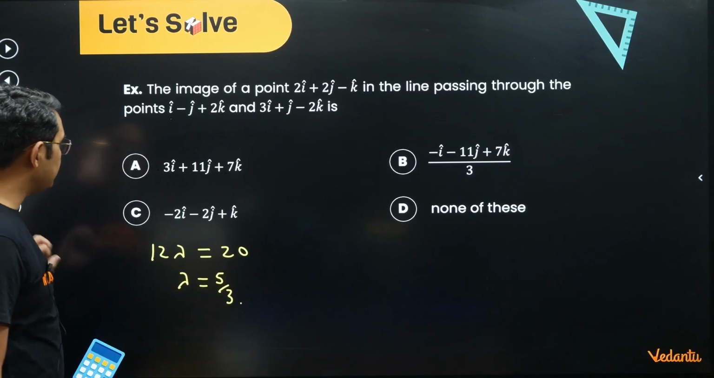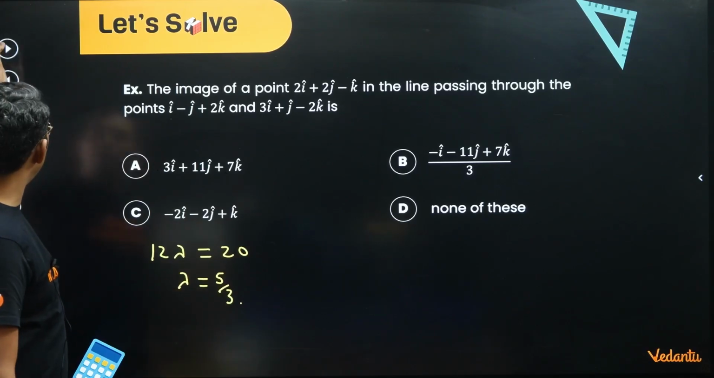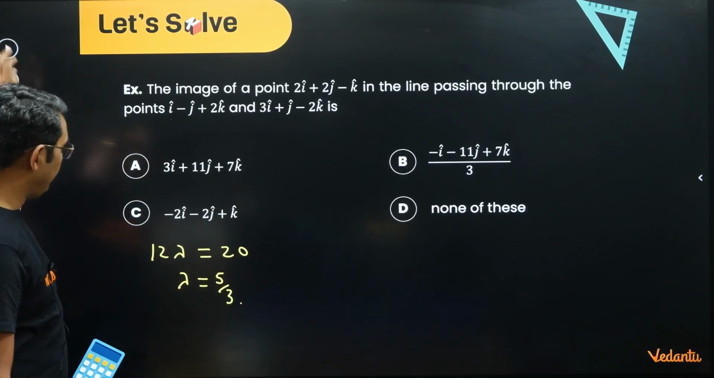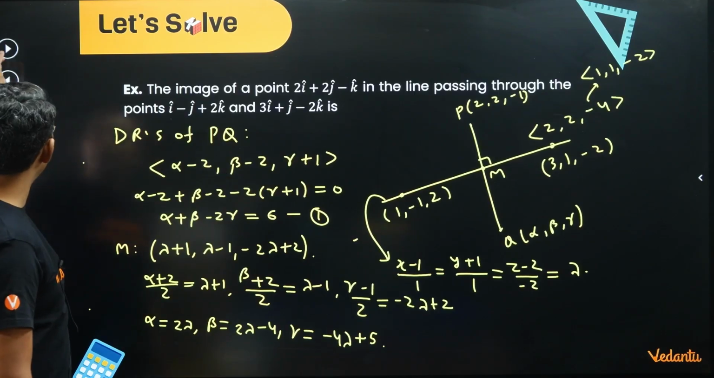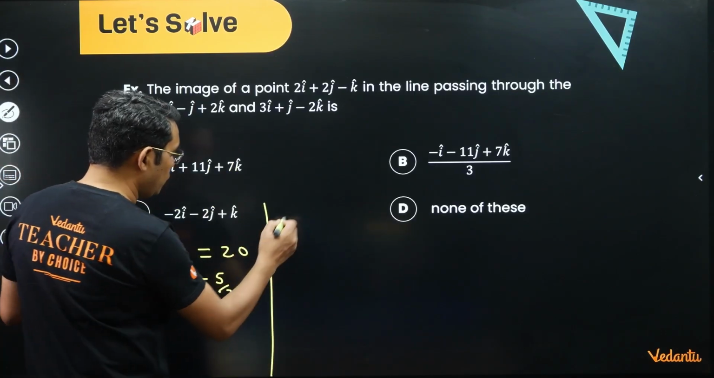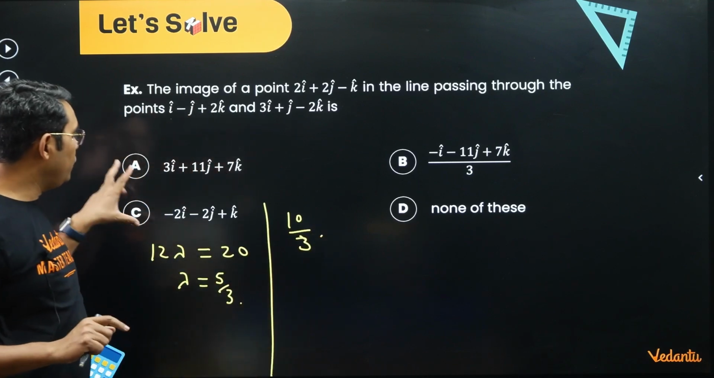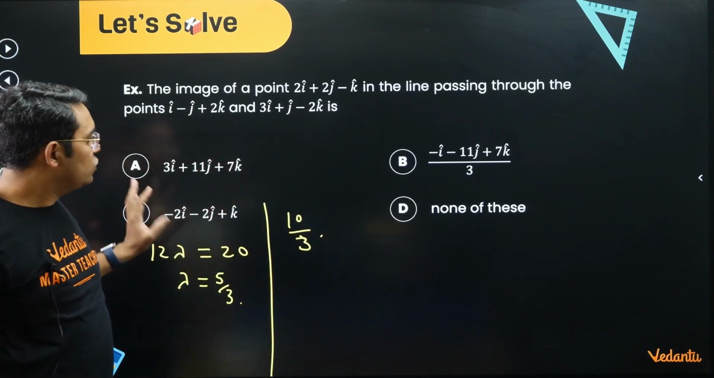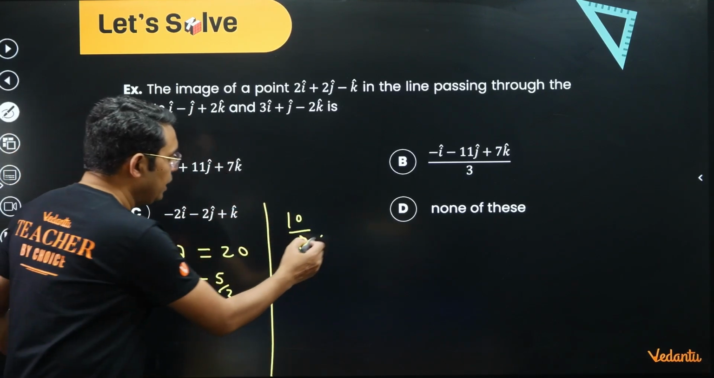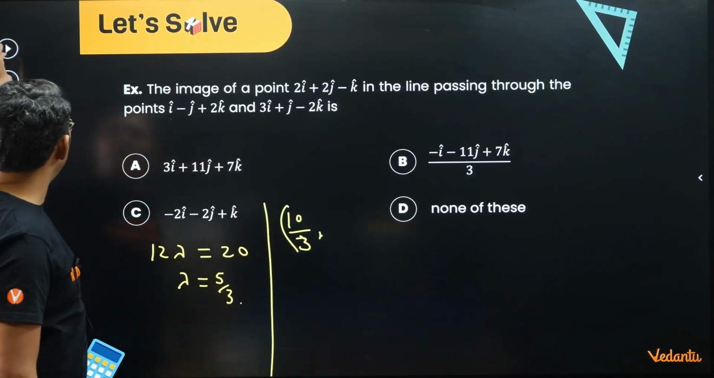Okay, now using this we can tell the value of alpha, beta and gamma. Alpha is 2 lambda, so it will be 2 into 5, 10 upon 3, that will be alpha. Now you can see there is no option that is matching, so we can directly say answer will be none of these, but let me still find the coordinate of this point.